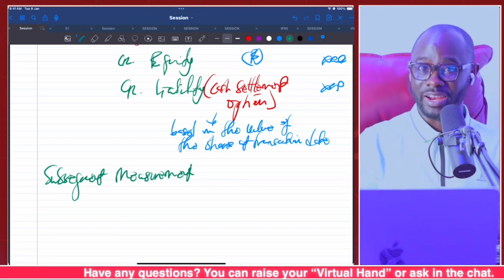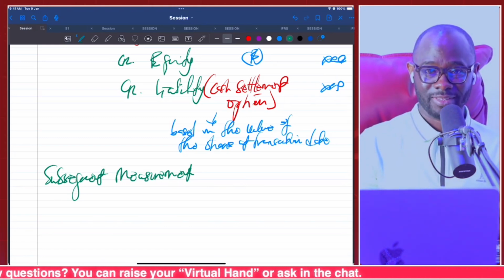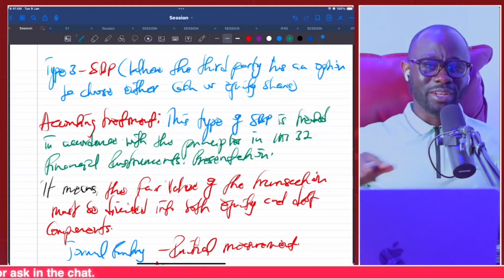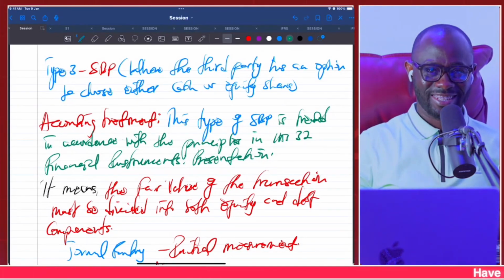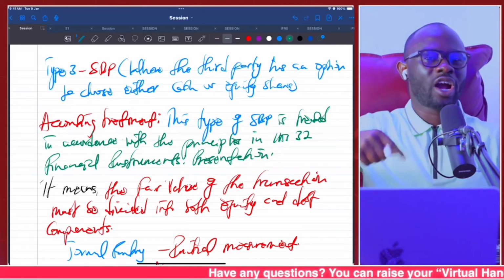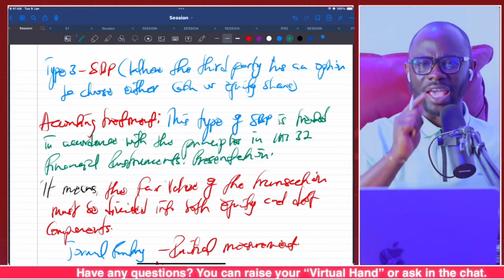So here we won't carry it at amortized cost. When we are doing IAS 32 proper, the liability component will be carried at amortized cost. But when you're in share-based payment, the liability component is not carried at amortized cost. Why?